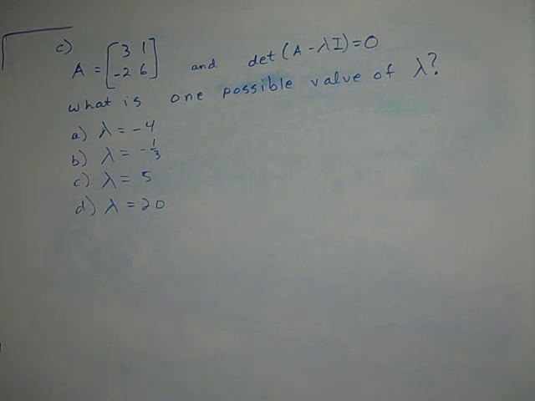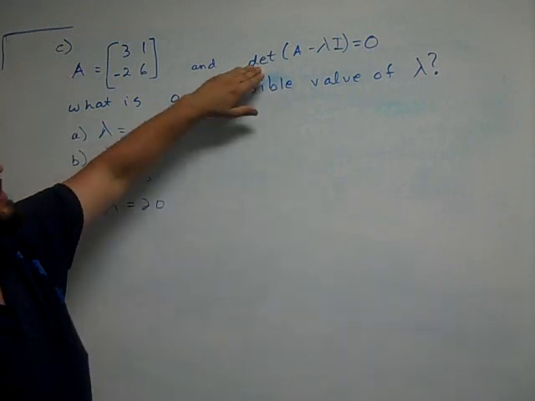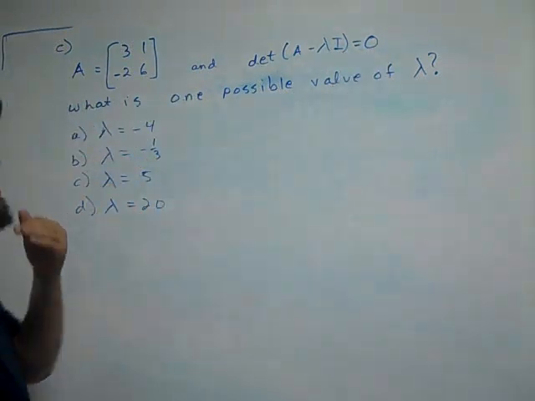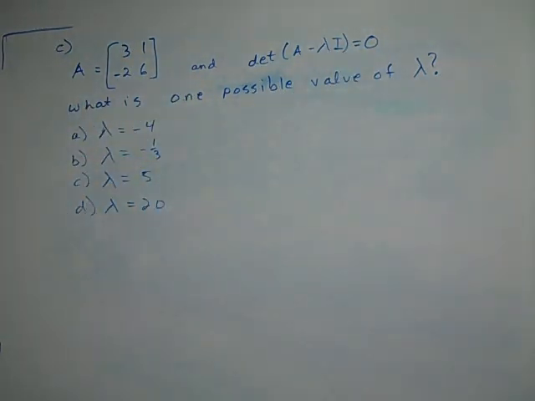Subtest 1, CSET matrix work, video question C. This question gives us a matrix A, and it tells us the determinant of A minus lambda I equals 0. Recall that in matrix land, I is always going to be an identity matrix.